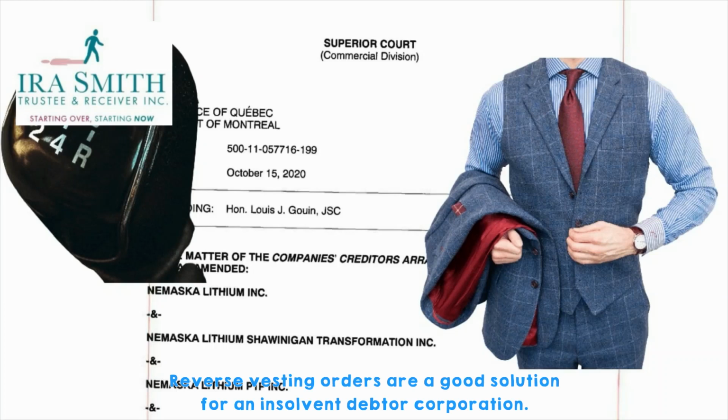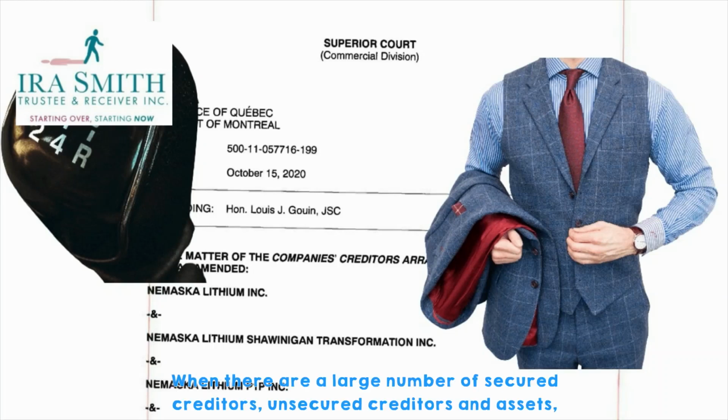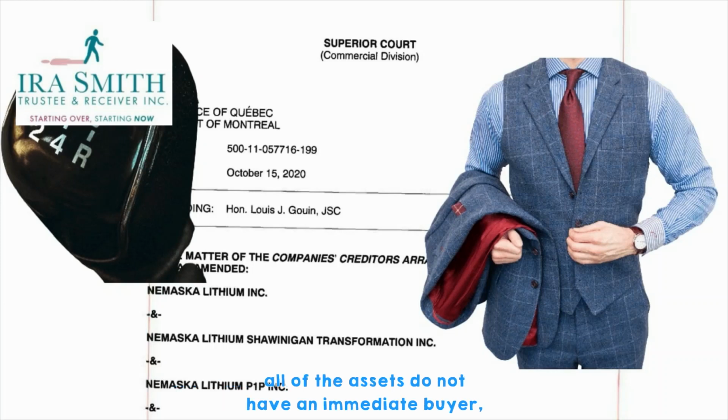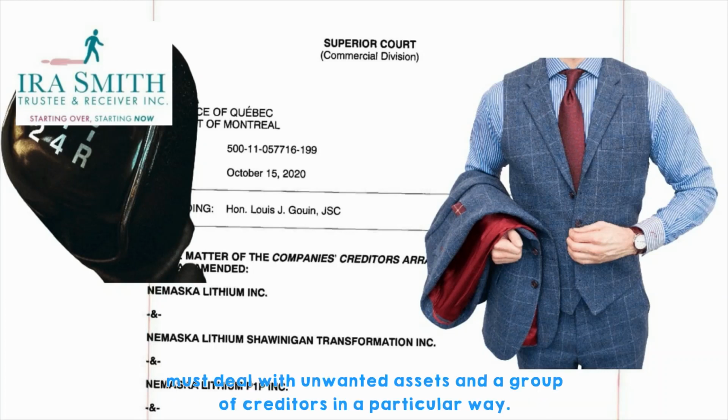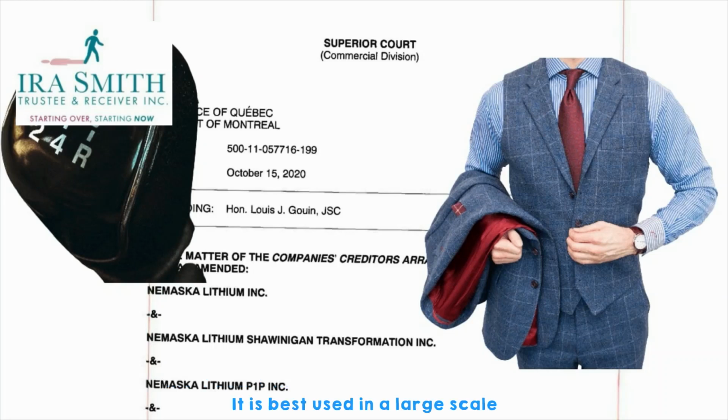Reverse vesting orders are a good solution for an insolvent debtor corporation when there are a large number of secured creditors, unsecured creditors, and assets. All of the assets do not have an immediate buyer, the company is insolvent, and the company must deal with unwanted assets and a group of creditors in a particular way. It is best used in a large-scale CCAA corporate restructuring, but is not limited to that.